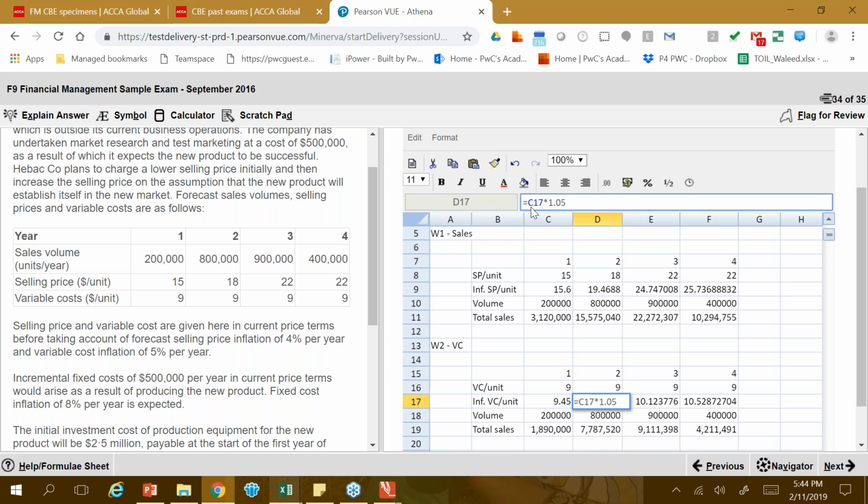So I'm just showing you all possible ways in which this can be done. So take the C17 into 1.05, and then take the D17 into 1.05, and then you can take the E17 into 1.05. So I don't have any problem if you'd like to do the first way or the second way, but the thing is that we should get an inflated variable cost per unit, which I have got here in my structure. And then we got the volume and the total variable cost. So it just took me hardly a minute to do this working, but instead of doing all that again, we can simply copy the sales working and then just change things within that.